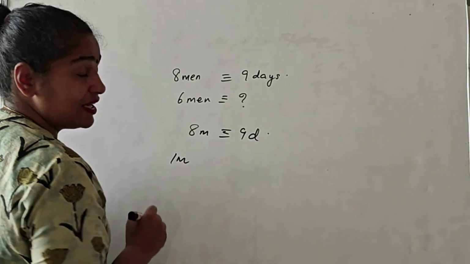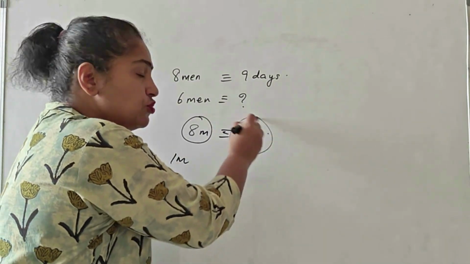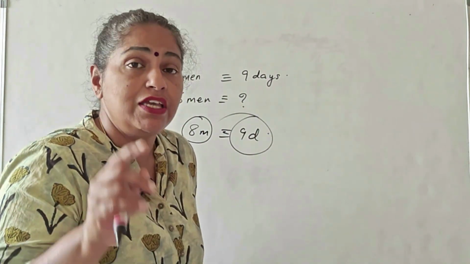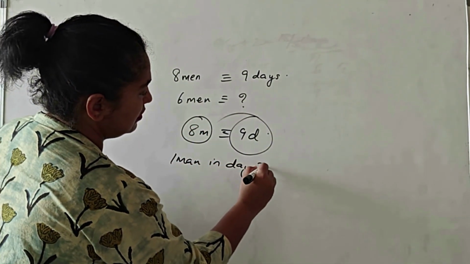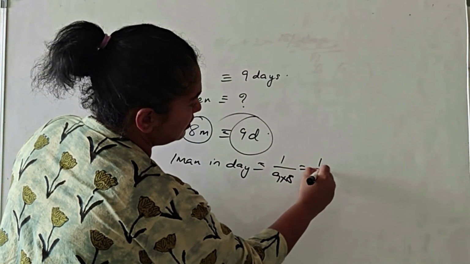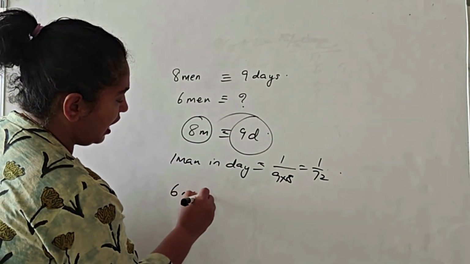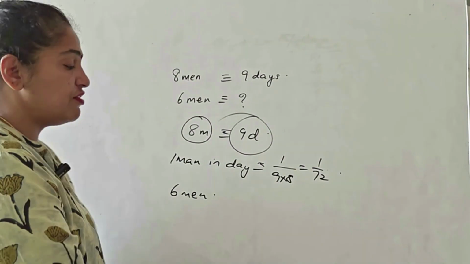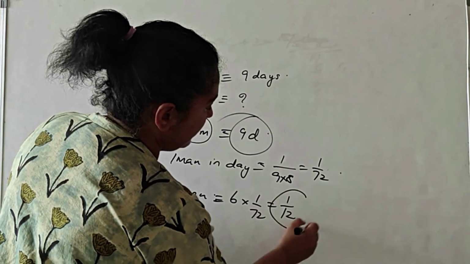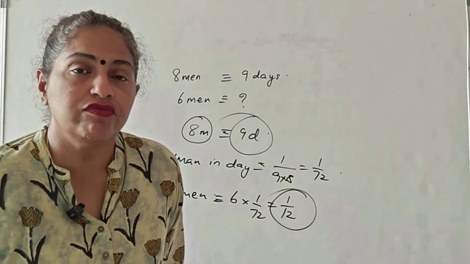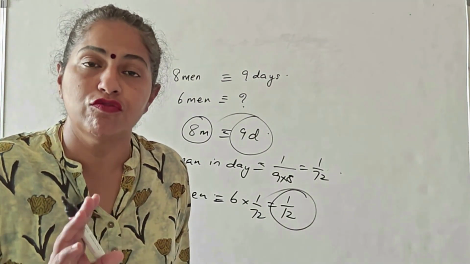So work done by one man in a single day. We are making both into a unitary thing. So work done by one man in a single day will be 1 by 72. Okay. Now, how many days will 6 men take to finish the same work? 6 men can finish 1 by 12th of the work in a single day. So, they will take 12 days to finish the complete work.